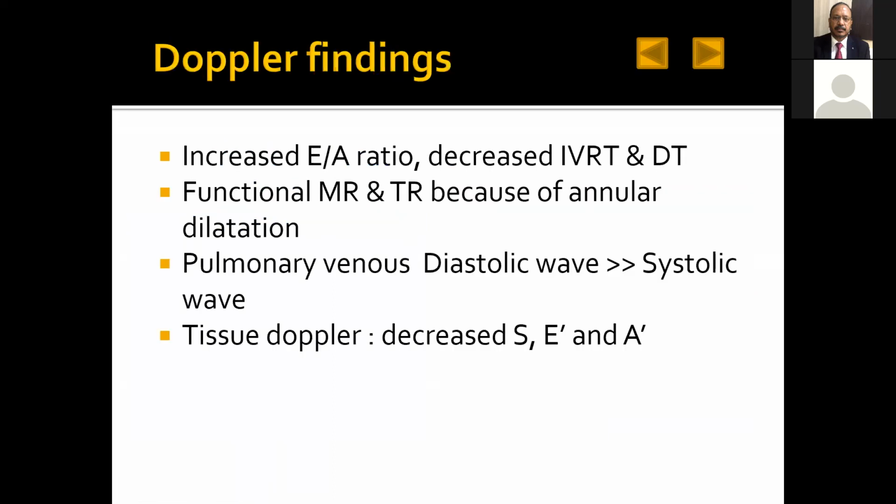What are the Doppler findings? Increased E by A ratio, decreased IVRT and deceleration time. There is functional mitral and tricuspid regurgitation because of annular dilatation. The pulmonary venous diastolic wave is much greater than the systolic wave, and tissue Doppler shows all the waves are decreased.